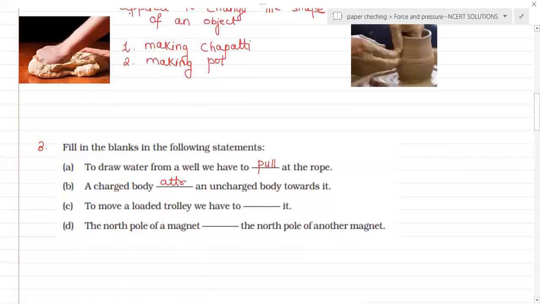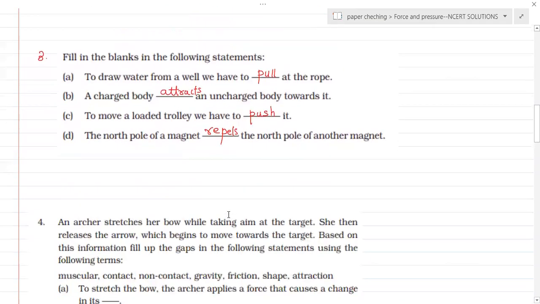attracts. Always remember, electrostatic force is an attractional force when it is between a charged body and an uncharged body. But if there are two similar charges, it will repel, and if there are two unlike charges, then it will attract. To move a loaded trolley, we have to push it. Some of you may say that, ma'am, we can also pull it, but then pushing is the easiest method of moving a trolley. The north pole of a magnet dash the north pole of another magnet. So, like poles repel, and thus the answer is repels. These questions are common in 1 mark questions of your exam.